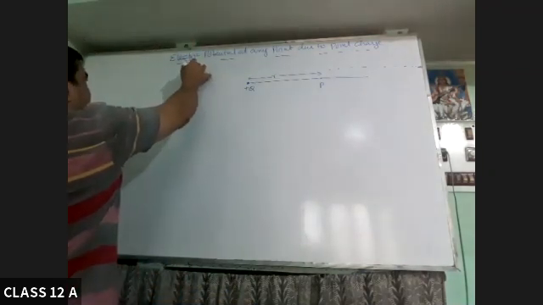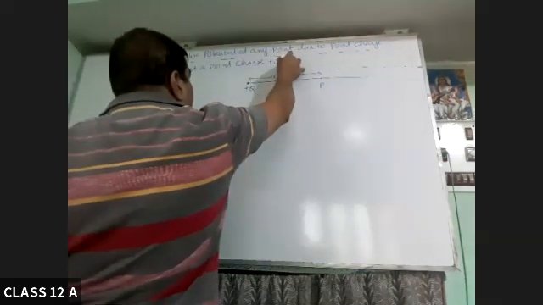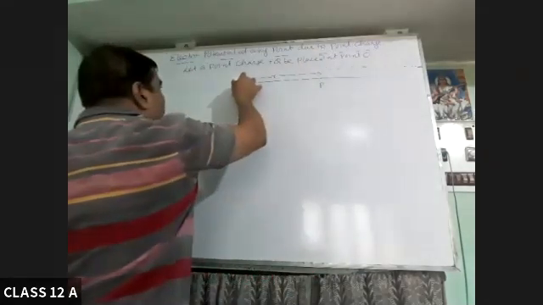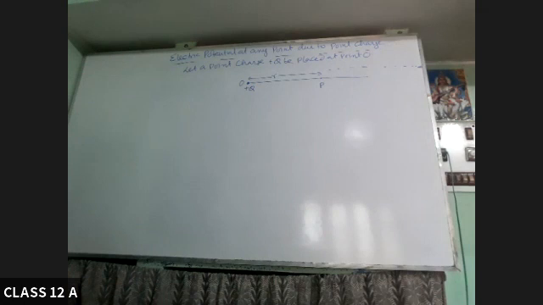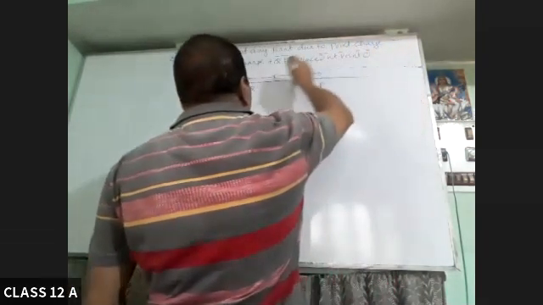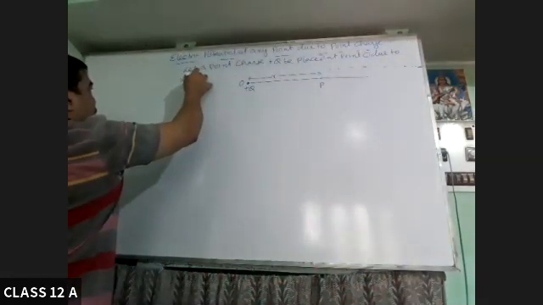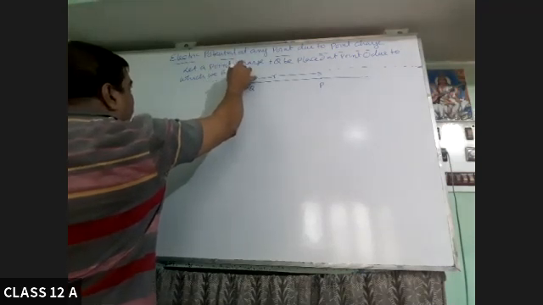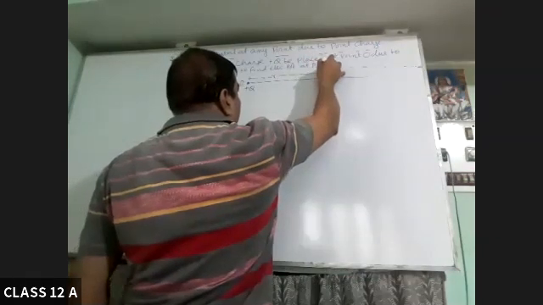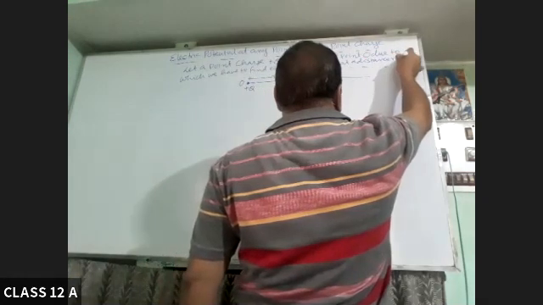So we'll write there, let us consider a point charge plus Q be placed at point O. Okay, suppose this point we are saying O. Due to which we have to find electric potential at point P at a distance R from O.